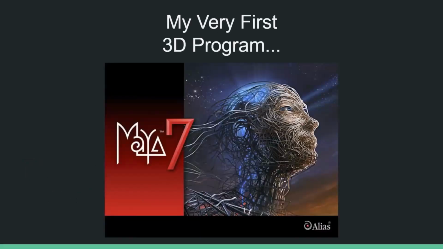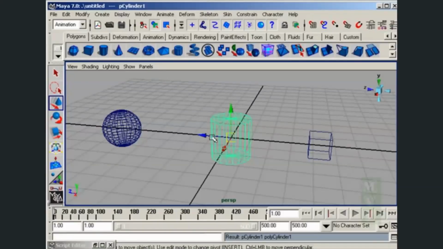So my first ever program was Maya. I feel like I'm going to get slaughtered here, but yeah, that was my first program. It's Maya 7. This was back in 2007 or 2006, I can't remember too well. Yeah, this is what it looked like. It looked god awful. I don't know if that version even had solid mode, which is mad.